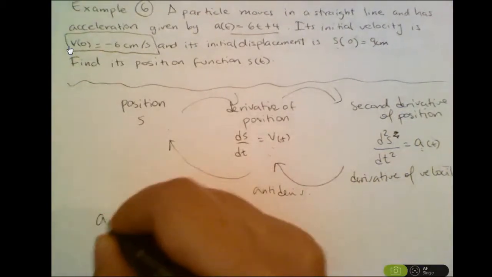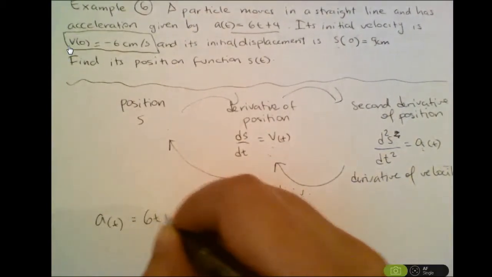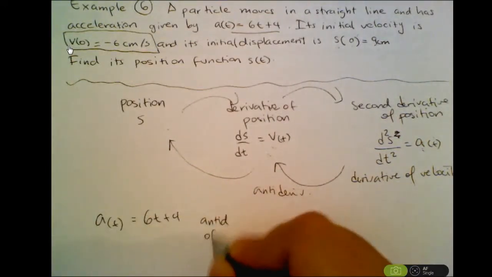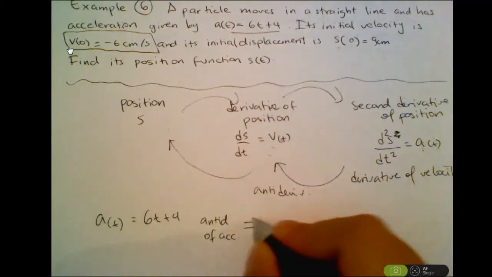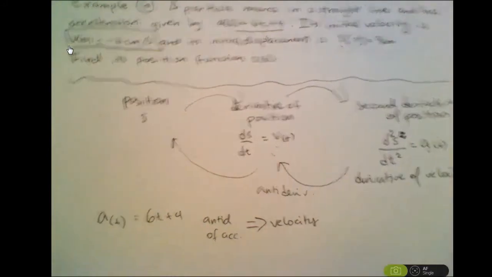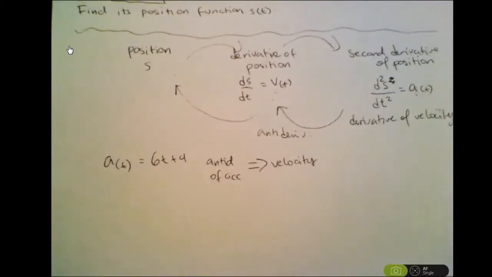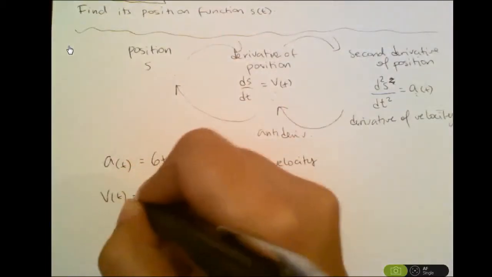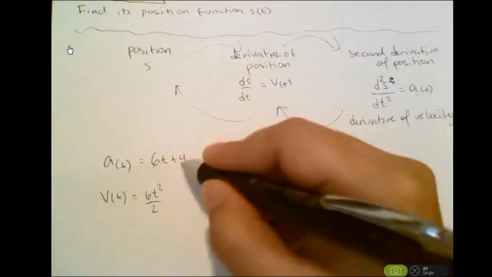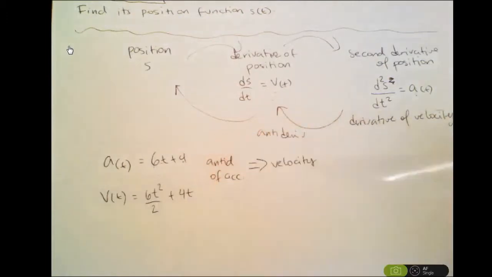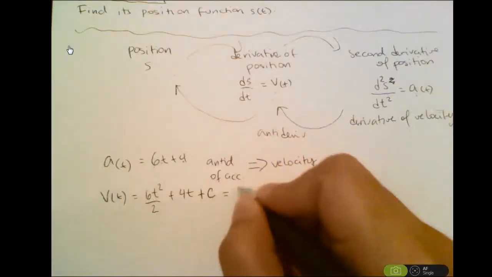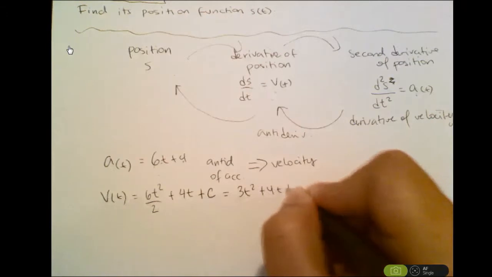I know what you're thinking. If you know the acceleration is 6t plus 4, then by finding the antiderivative of acceleration, what you will be finding is the velocity. So now I just have to find one of the antiderivatives of acceleration. So velocity is, the antiderivative of 6t will be 6t squared over 2, and the antiderivative of 4 will be 4t, and then the cherry on top, plus c. Now I can rewrite this as 3t squared plus 4t plus c.